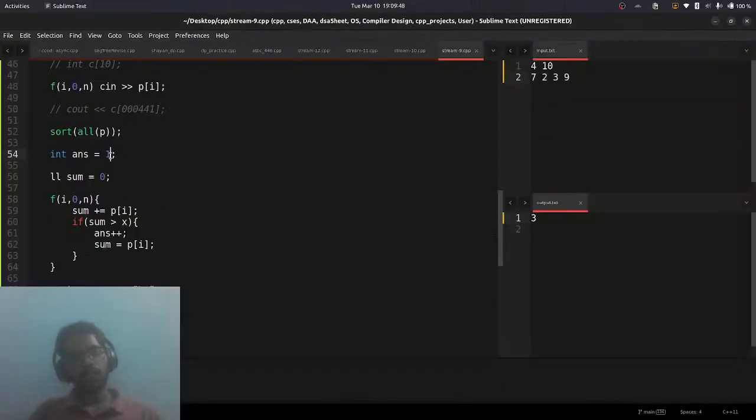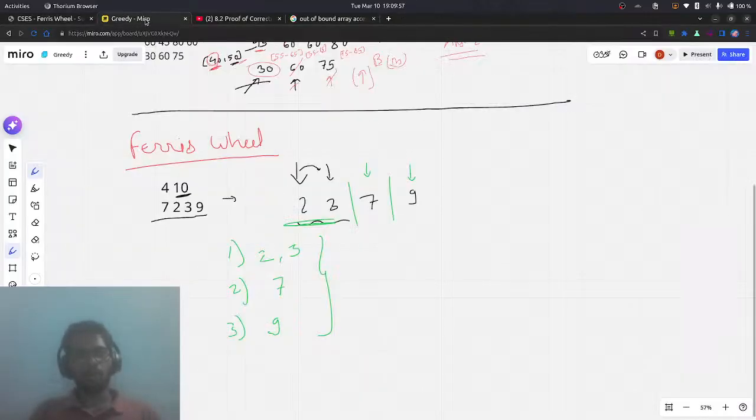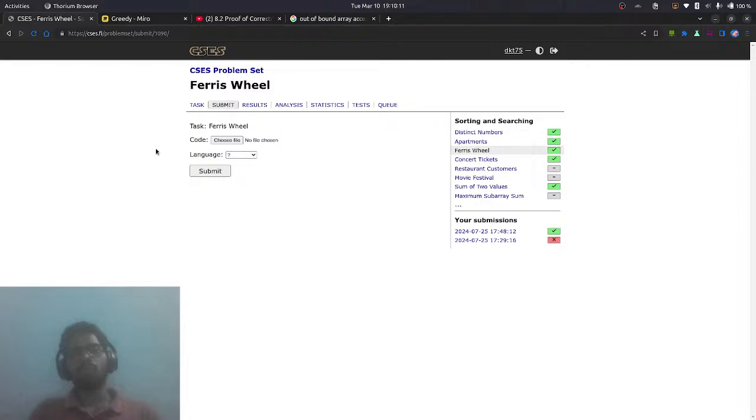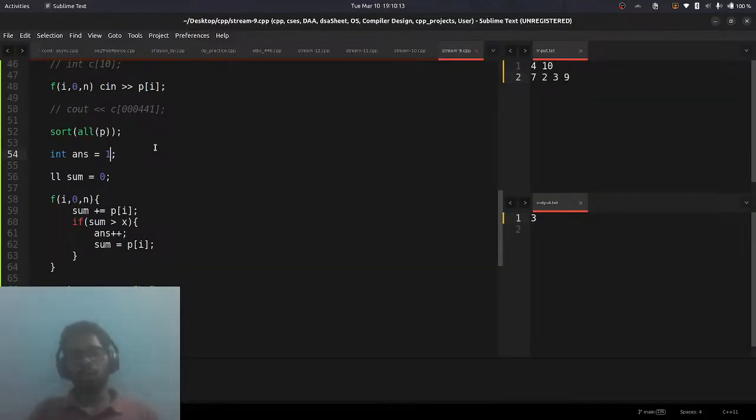Why did I do that? Because by default we are initially creating the first group, right? So when we put a blocker or breaker here, we were already creating the first group, and after that this blocker came. We were done. We said that we have two groups, so the answer was incremented to two. So initially it will be one.